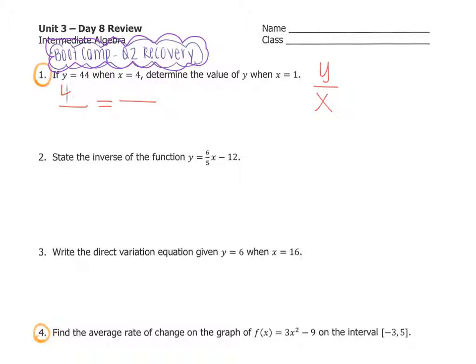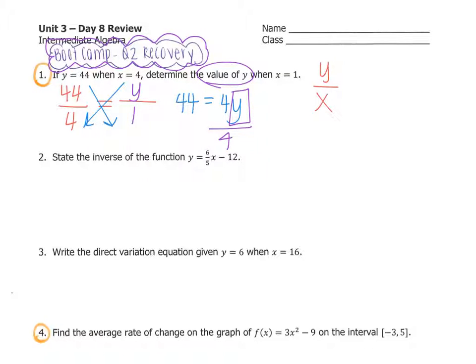So y on top, 44, over x on the bottom, 4. Then it says determine the value of y. So we don't know what y is for the next fraction. So y over the x value of 1. Then in order to solve a proportion, or fraction equals fraction, remember that we just simply cross multiply. 44 times 1 is 44, and 4 times y is 4y. Then we just solve for y, get y by itself, and to do that we divide by 4, divide by 4. So final answer, y equals 44 divided by 4, which is 11.